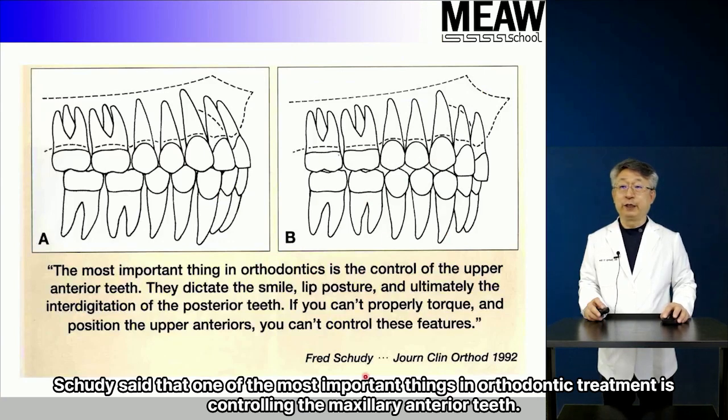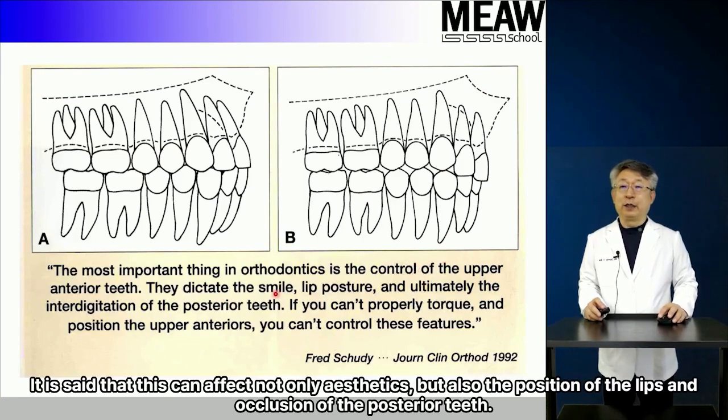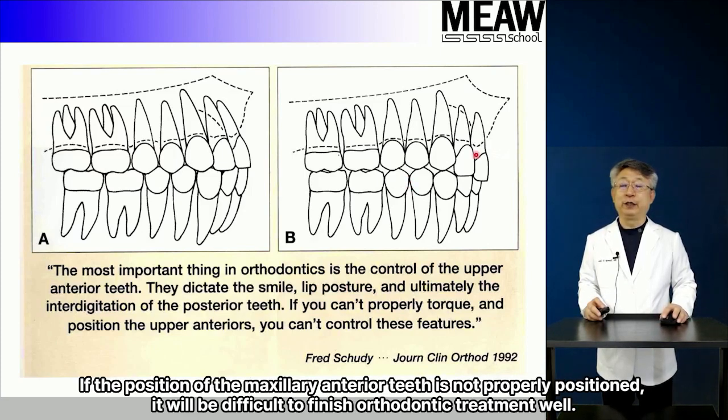Scudi said that one of the most important things in orthodontic treatment is controlling the maxillary anterior teeth. It is said that this can affect not only aesthetics, but also the position of the lips and occlusion of the posterior teeth. If the position of the maxillary anterior teeth is not properly positioned, it will be difficult to finish orthodontic treatment well.